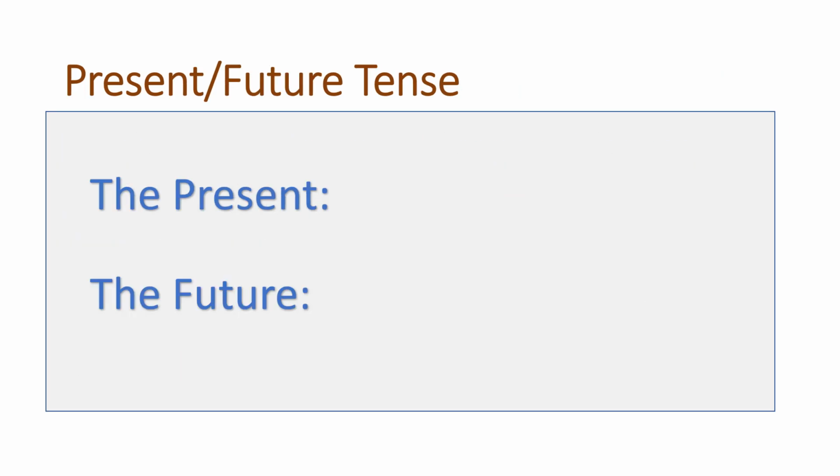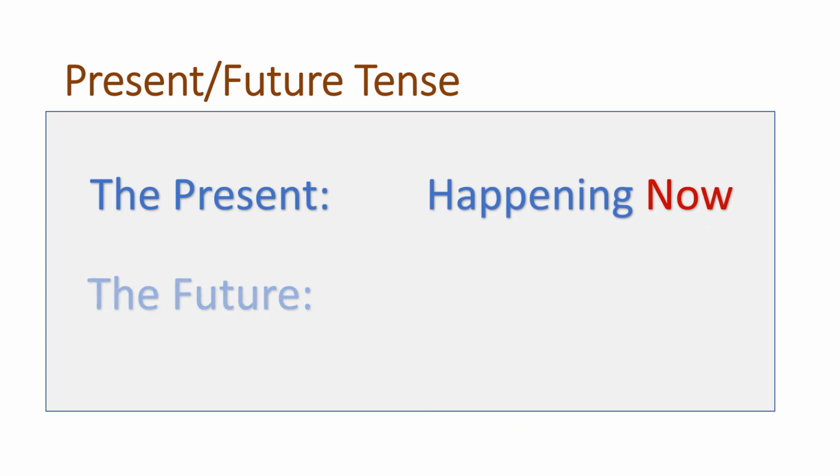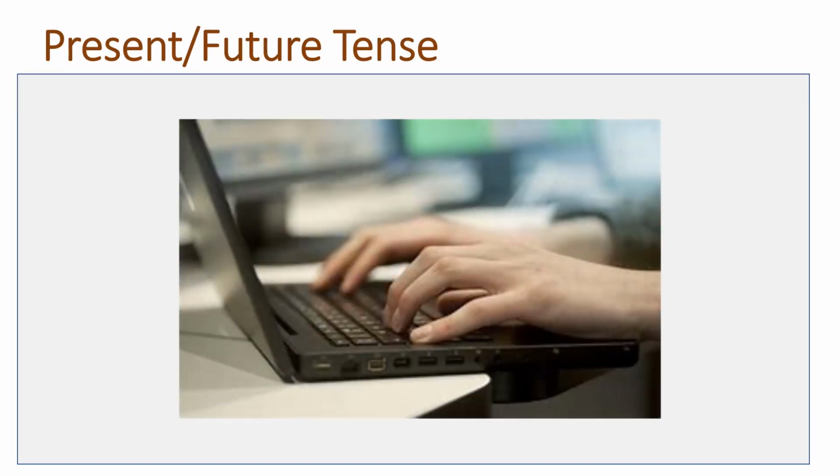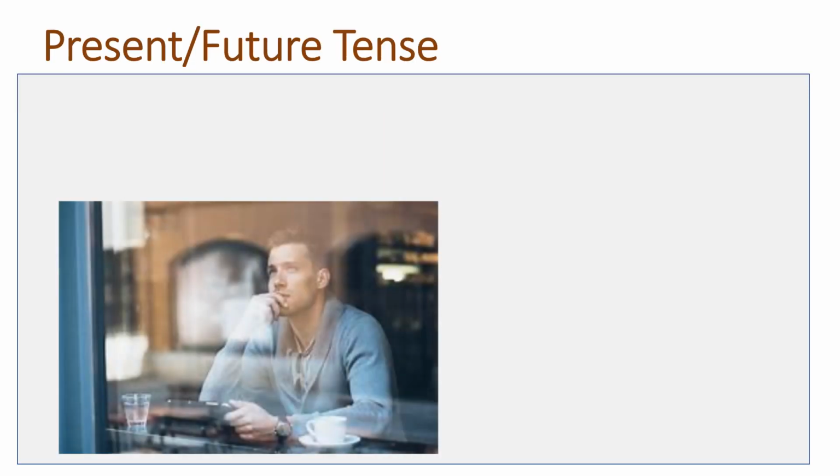Okay, now let's look at present and future tense. The present is happening now. The future is happening later. Sometimes, though, the people writing procedures are anticipating something being done in the future when the SOP is effective and being followed. They think, we'll do that, and then they'll do that. So they end up writing in the future tense.